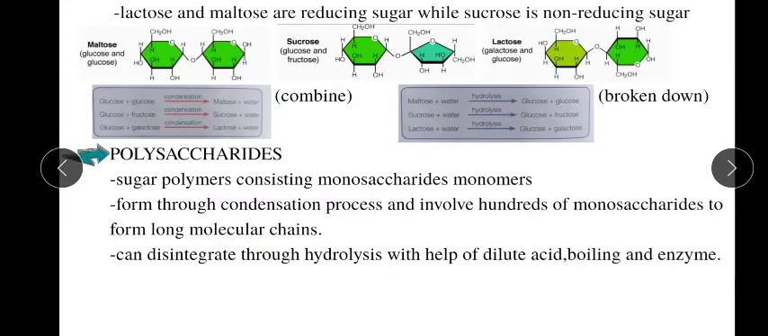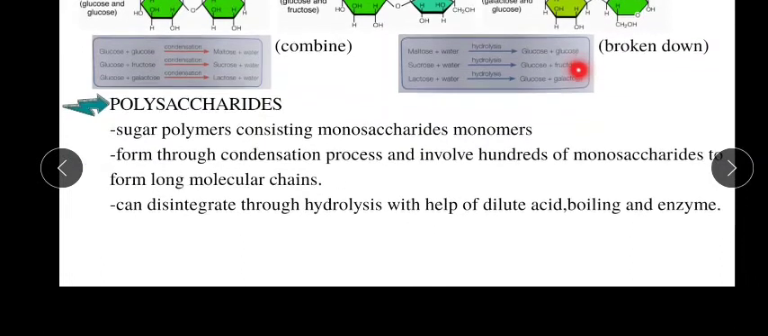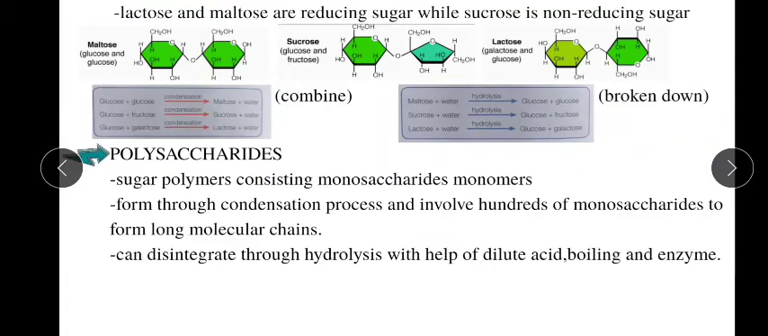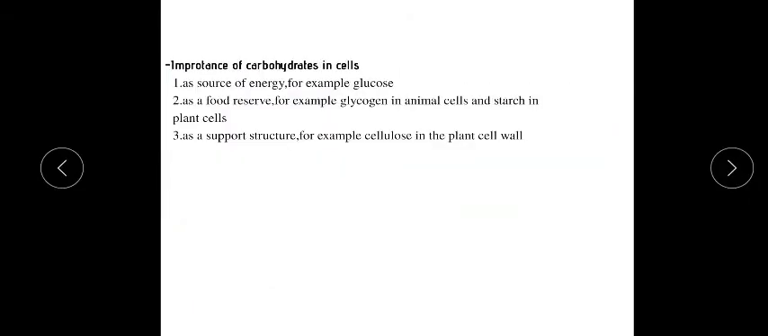Next, polysaccharides. Polysaccharides is a sugar polymer consisting of monosaccharide monomers. It is formed through condensation process and involves hundreds of monosaccharides to form long molecular chains. It can disintegrate through hydrolysis with the help of dilute acid, boiling, and enzyme.